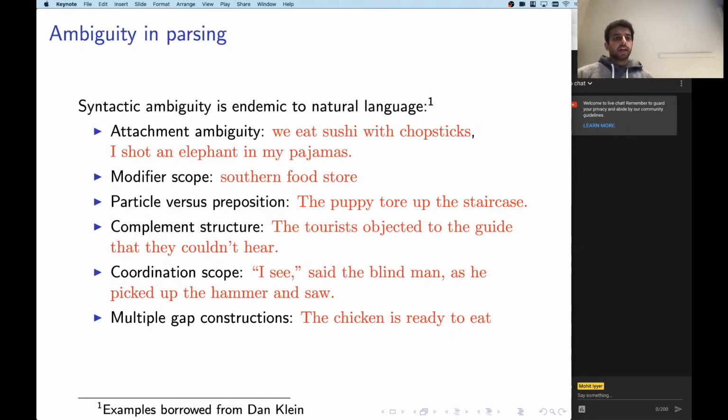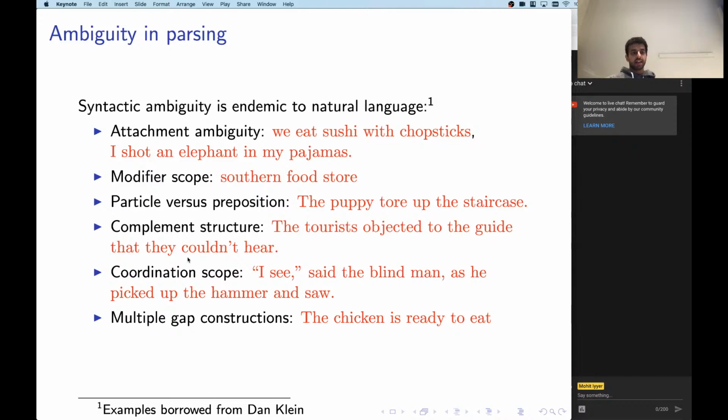Okay, so let's take a look at some concrete examples of why it is often important to know the syntactic structure of a sentence. Basically, natural language has a lot of ambiguity, right? And there are a couple of examples on the slide. So, I shot an elephant in my pajamas. Who's wearing the pajamas? Is it me or is it the elephant? There are scoping issues, right? So, Southern food store. Does this mean the store is in the South or the store is selling Southern food?